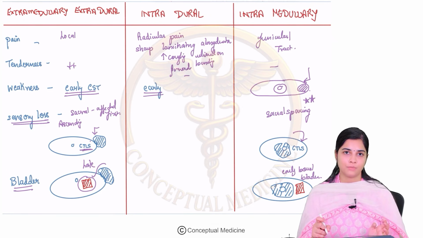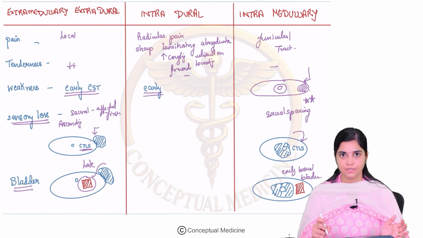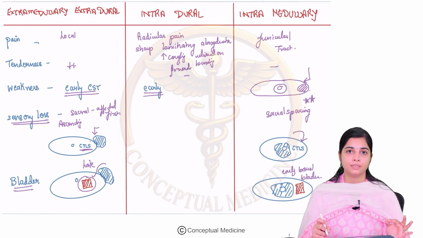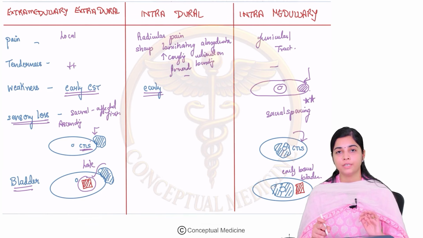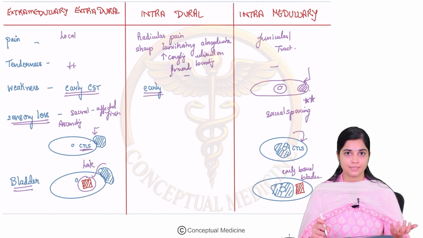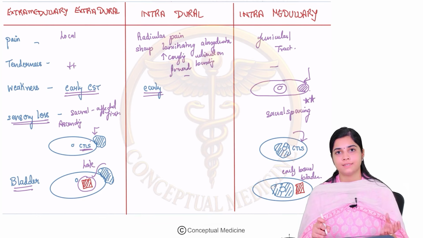How is UMN? How is LMN? What are the differences? Right? And try and take a clear, good history: type of pain in a spinal cord lesion, what type of weakness, what was the pattern of weakness, was it ascending, descending, how was the bowel and bladder. So this makes your understanding of approach to spinal cord disorders easier.